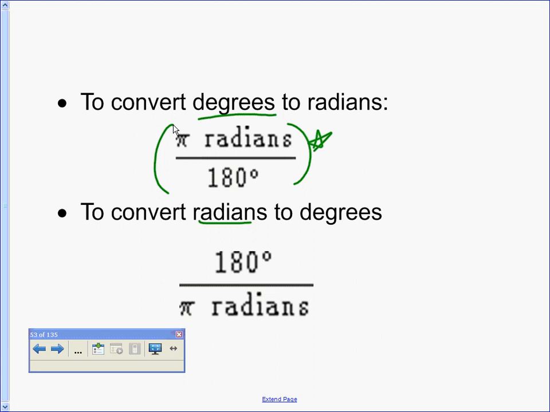And if we want to take the radians and convert them to degrees, then we multiply by 180 over pi. So just the reciprocal there. And let's look at a couple of examples there.